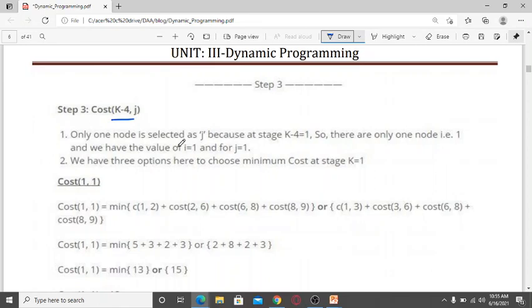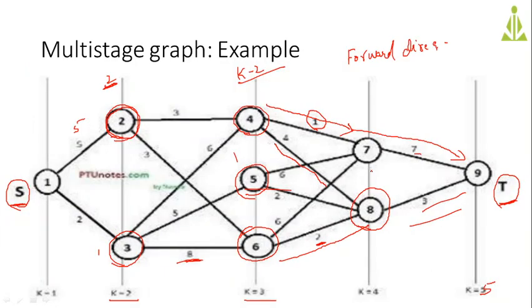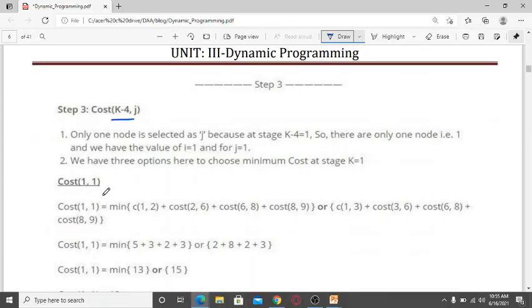Only one node is selected as j, because at the stage k minus 4 there is only one node, that is 1, and we have the value of i equals 1 and j equals 1. We have 3 options here to choose the minimum cost at the stage k equals 1. From stage 1 it's going to 2 and 3. That's (1, 1).